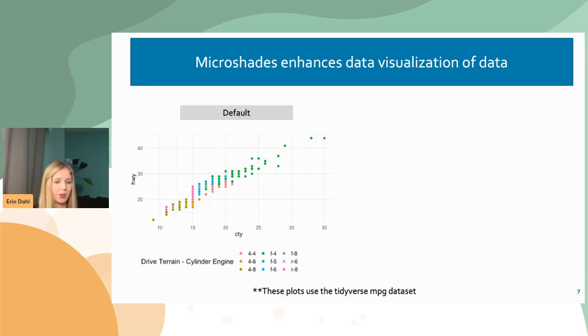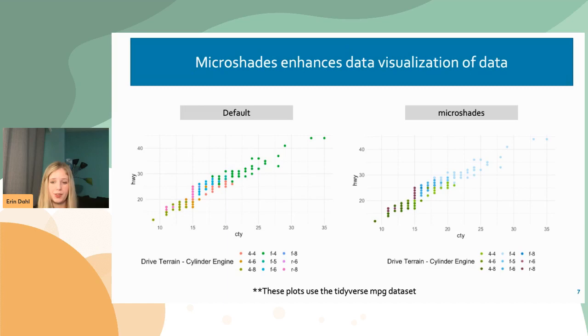Here shows a plot using the Tidyverse MPG dataset. And this plot examines car fuel efficiency on the highway and city in terms of miles per gallon. The points on the plot represent a car with a particular type of drivetrain and cylinder engine. So you can see here that there's 4-wheel drive, front-wheel drive, and rear-wheel drive drivetrains, as well as 4, 6, and 8 cylinder engine options. And this first plot uses the default coloring system, which provides no meaningful order to the coloring.